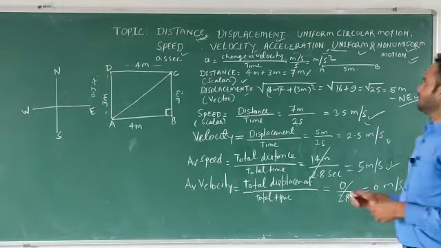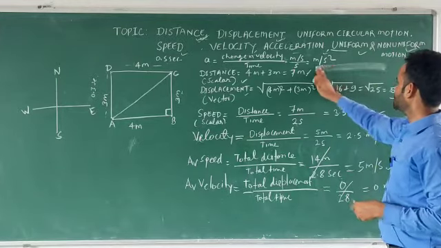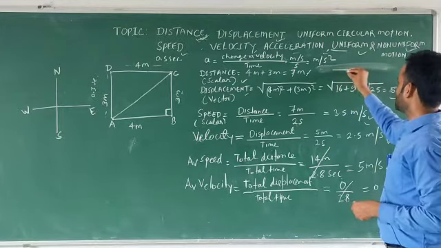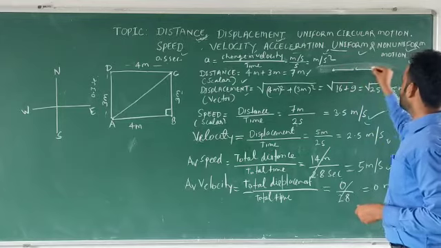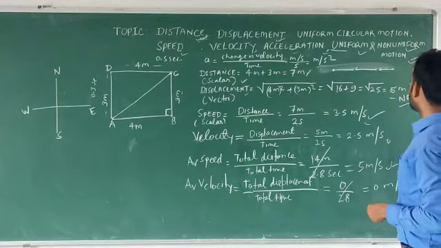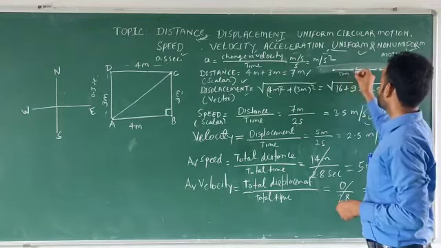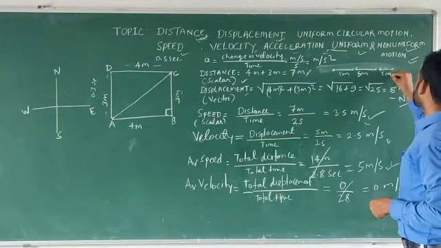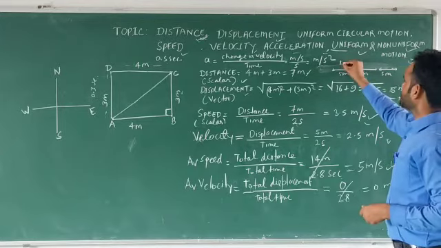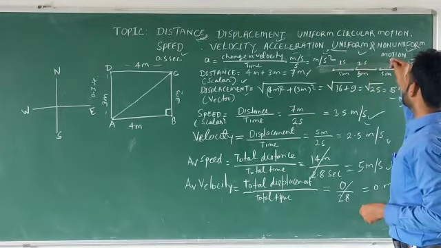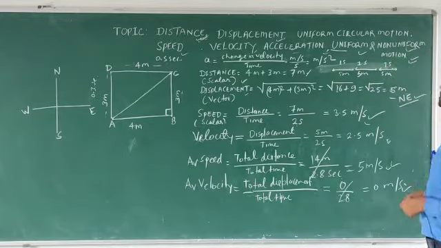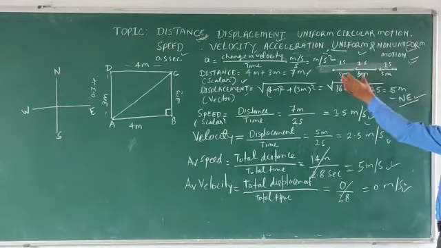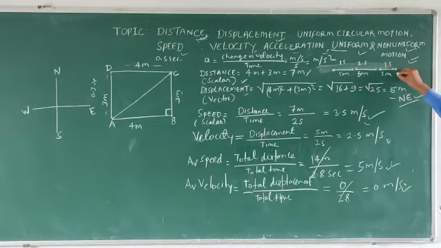What is uniform and non-uniform motion? Let's assume the object is traveling an equal distance in an equal interval of time, let's say 5 meter, and again 5 meter, and again 5 meter, taking 1 second to cover each 5 meter. So in equal intervals of time, if the object is covering equal distance, then it would be a uniform motion in a straight line.